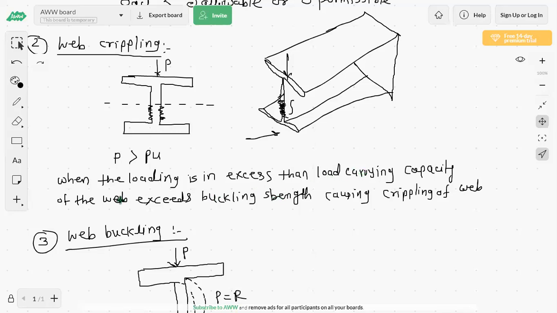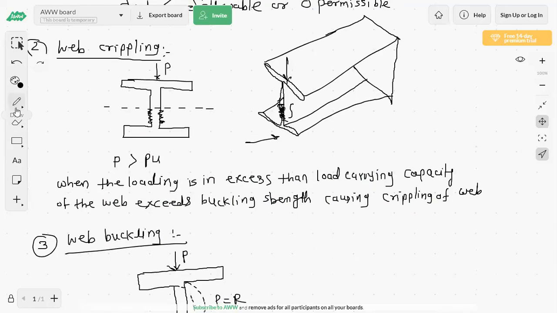So crush means what? The loading is in excess of the load carrying capacity of the web, exceeds the buckling strength, causing the crippling of the web. Web crippling means whatever this bottom force, this applied force Pu is less than the P.